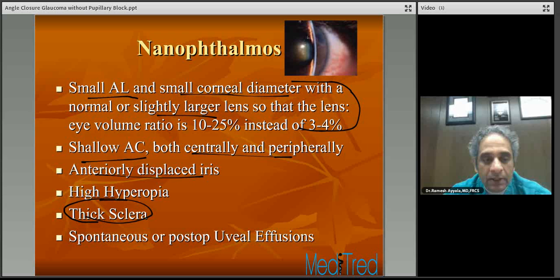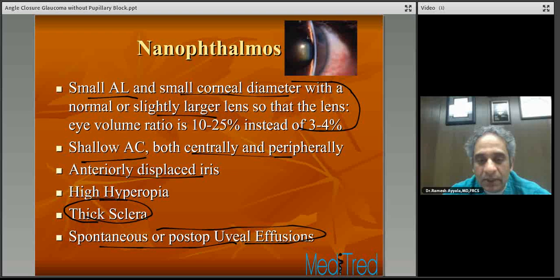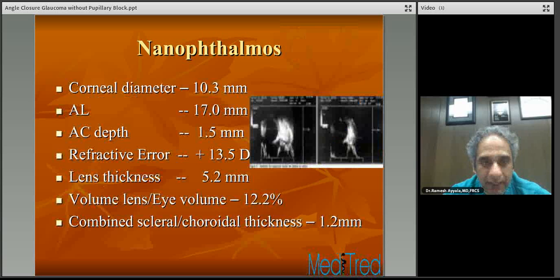These patients are associated with spontaneous or post-op uveal effusion syndromes, so you've got to be careful, especially in the old days. They used to lose these eyes because of the big incisions, the 10 millimeter incisions to take the cataracts out. But nowadays with small incision cataract surgeries, I've done several of these, and the risk of complications is minimized. But when all is said and done, these are special cases where you don't want to rush into any kind of surgical intervention.